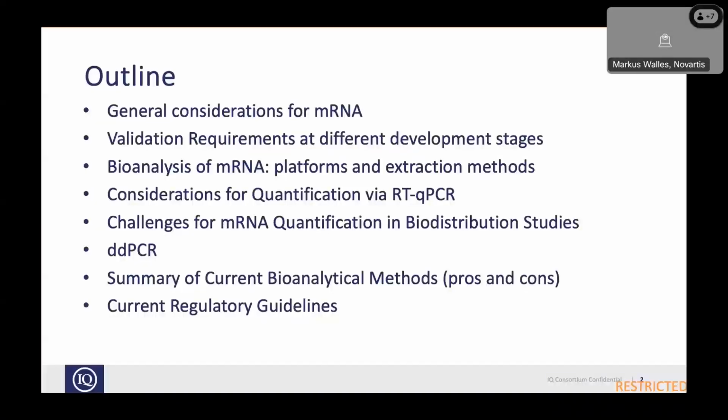In this presentation, we will start with some general considerations about mRNA. We will then briefly outline the different bioanalytical validation requirements at the different development stages. Subsequently, we will take a look at different bioanalytical platforms for mRNA and examine some of the challenges regarding RNA extraction and RT-qPCR, which could have an impact on biodistribution studies. We will then briefly review some primary design considerations and present the ddPCR as an emerging absolute quantification method for mRNA. Finally, we will summarize the main lessons from the current bioanalytical landscape for mRNA, describe the current regulatory guidelines and documents that could provide some additional guidance, and we'll briefly describe some potential immunogenicity assessment strategies for LNP encapsulated mRNA.